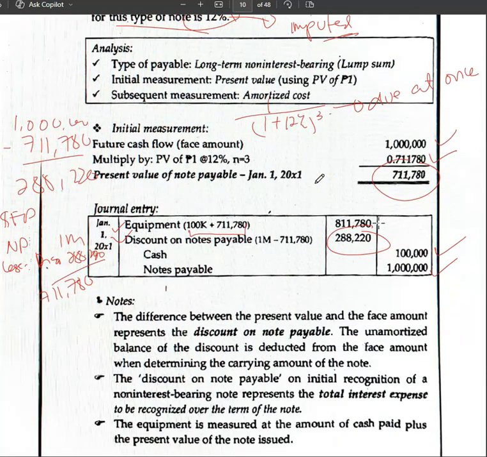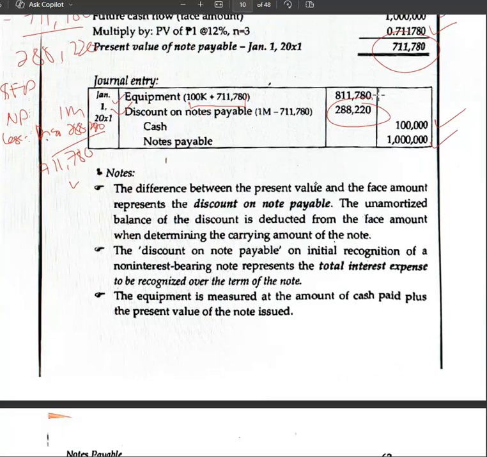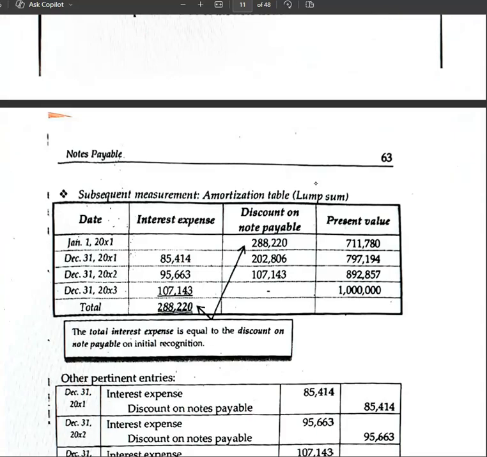Okay, now let's try to analyze. There are some notes here provided by the author, the difference between the present value, and so on. I think ito na yung sinasabi ko kanina. Okay, now the next procedure step that you need to do, para for the subsequent entries after the initial entries, is kailangan mo magkaroon ng amortization table. Dapat ka talagang marunong paano ang computation or preparation ng amortization table. At first, it has to start at the present value. 711,780. Okay? I hope that you get that.